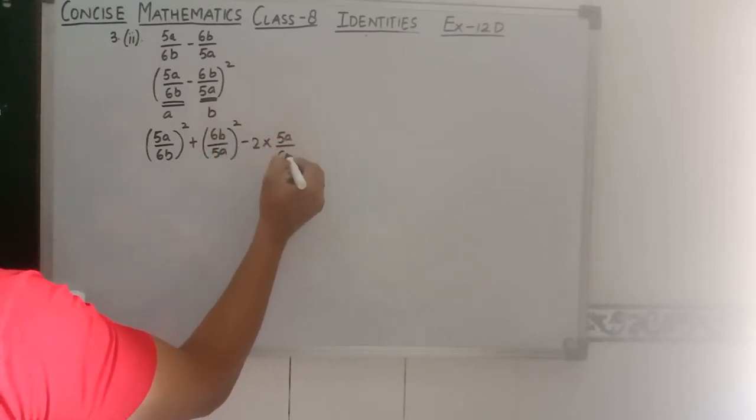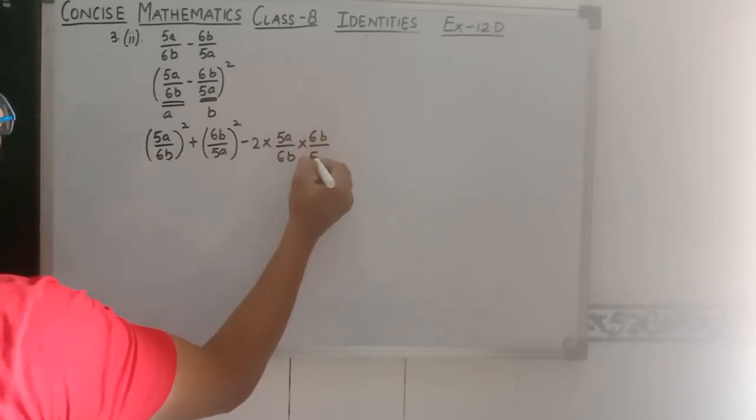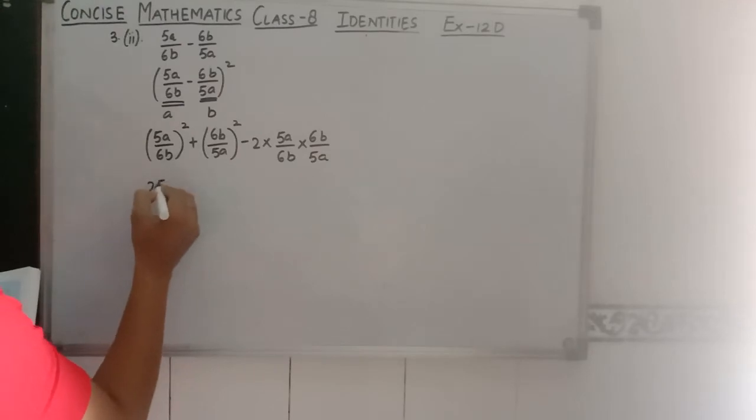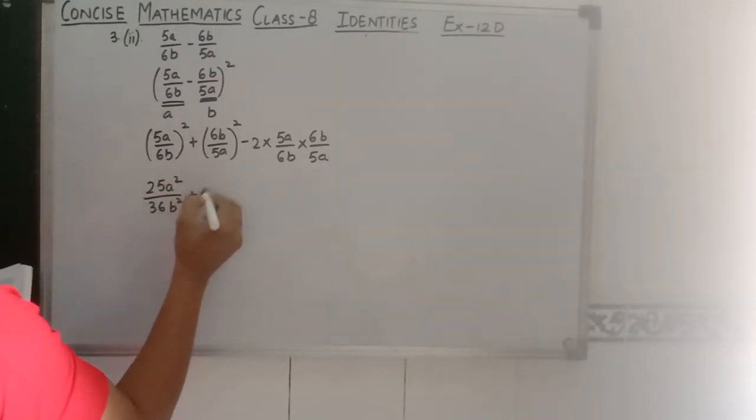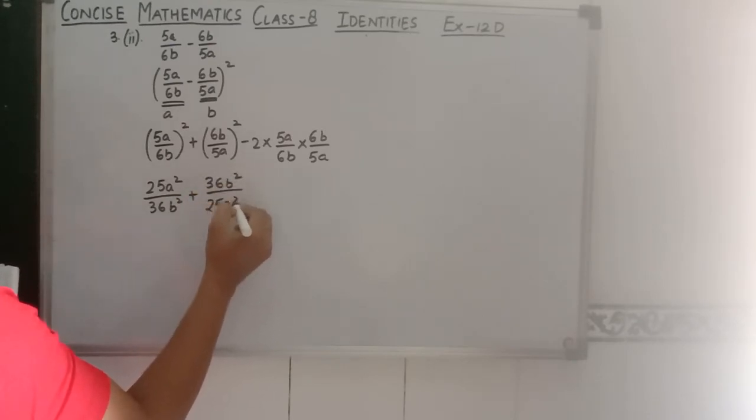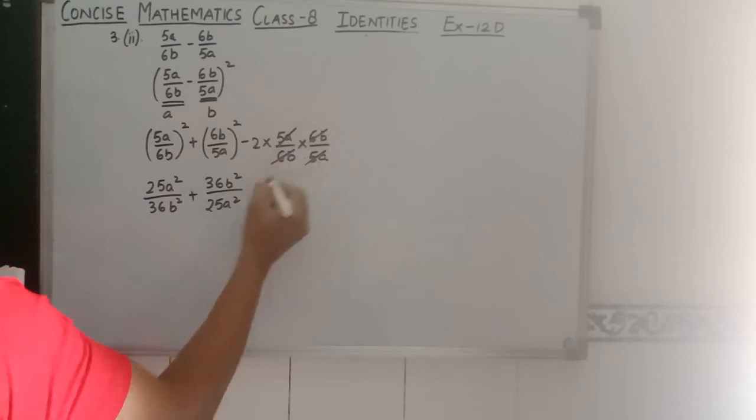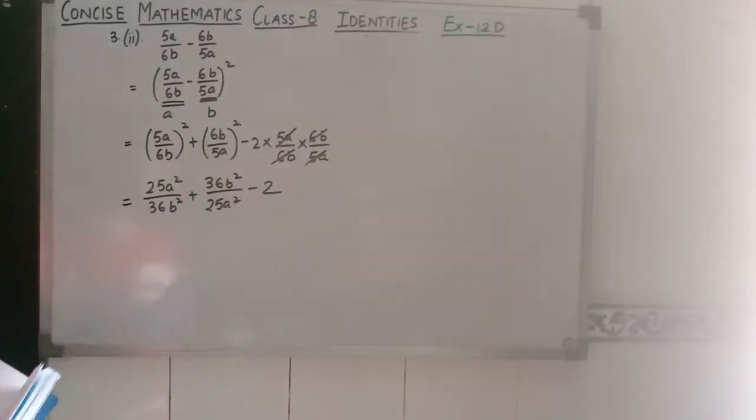So a will be written as 5a upon 6b and b can be written as 6b upon 5a. So it will become 25a square upon 36b square. It will become 36b square upon 25a square, and here these terms can be cancelled out. So minus 2 will be remaining. So this is the question number 3 part 2.